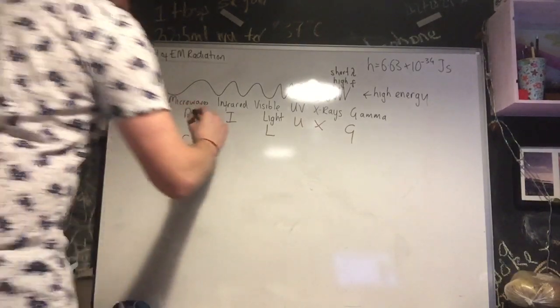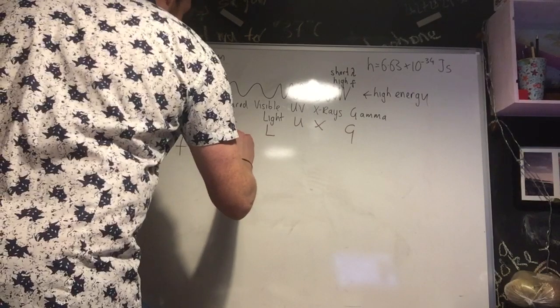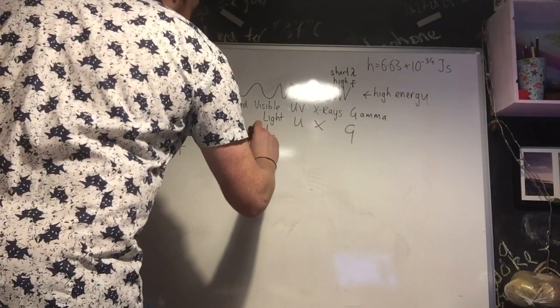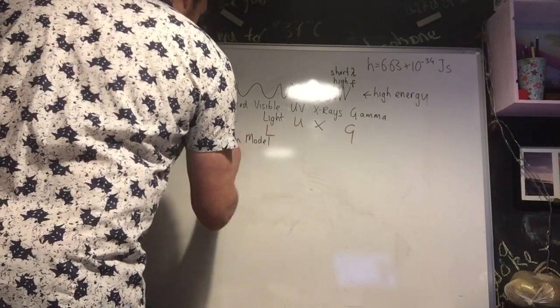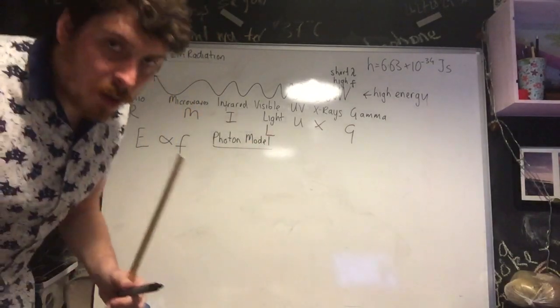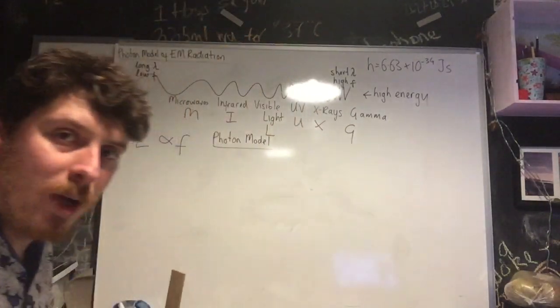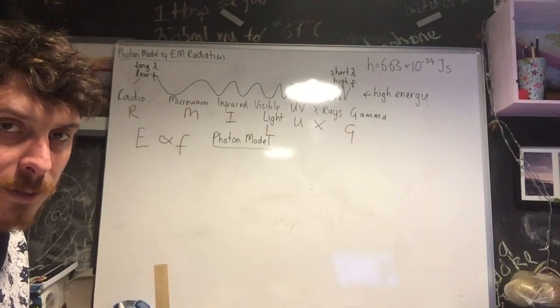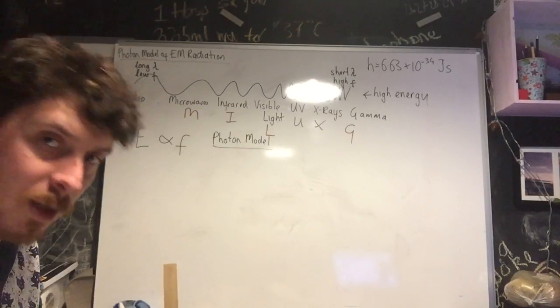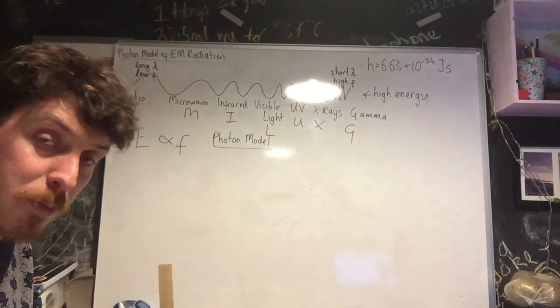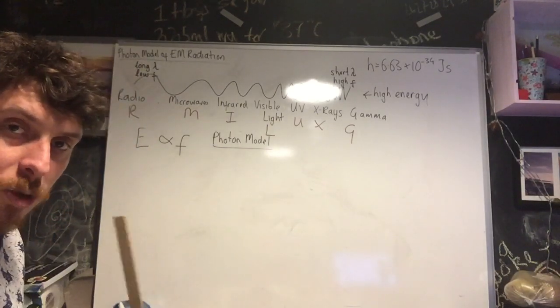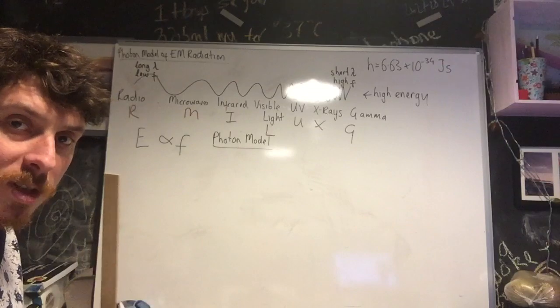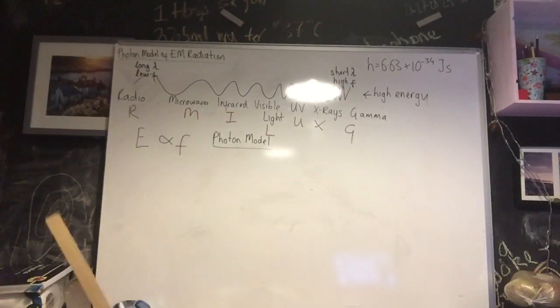Now, in order to get our heads around this a little bit more, we need to talk about the photon model. What the photon model is to do with is waves with properties of particles. If you want to look into this a little bit more, then I suggest you look up de Broglie wavelength and wave-particle duality, which comes up on the quantum phenomena part of the course.